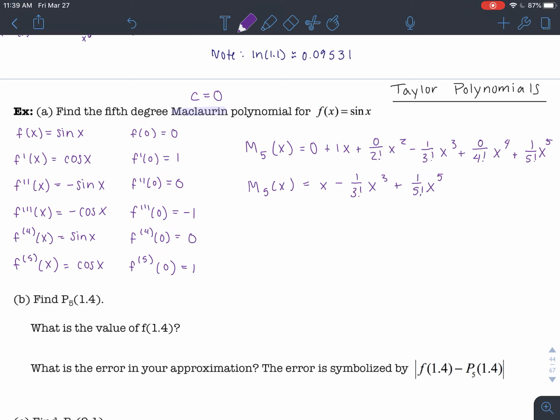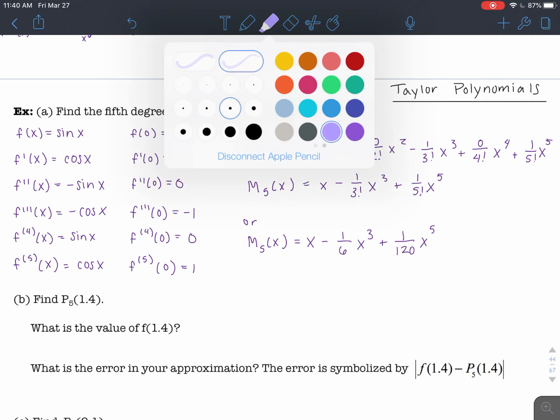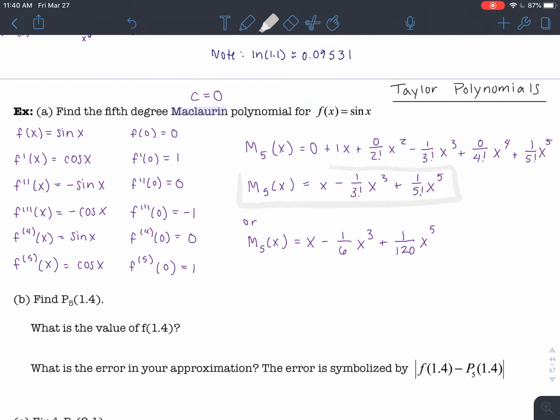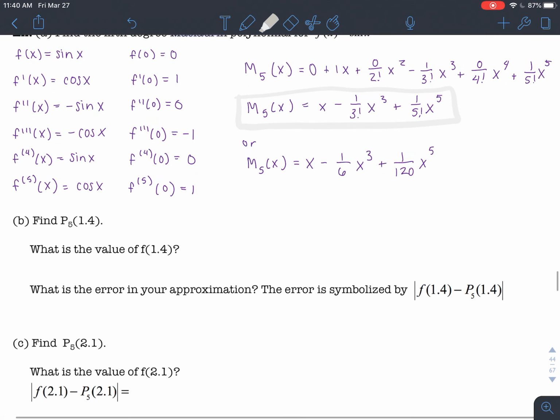So we're going to end up getting x minus 1 over 3 factorial x cubed plus 1 over 5 factorial x to the 5th. Hopefully that looks familiar for those of you who watched the first video from that initial kind of calculator exploration. And if we want, we could actually simplify that. We could write out what those values are equal to for the factorials, but you don't have to. I actually usually prefer to just leave them with the factorials in the bottom because a lot of times you can kind of see the pattern that's happening each time.